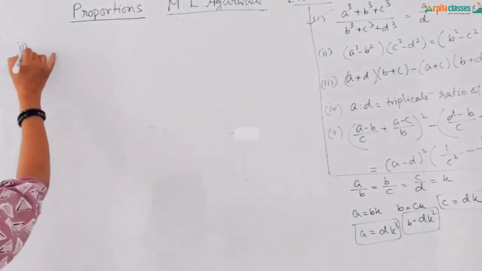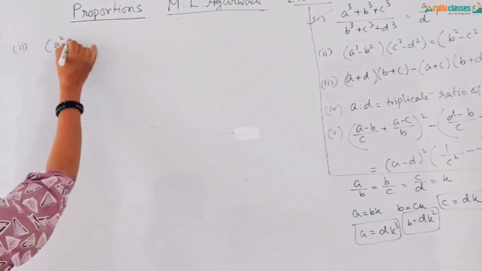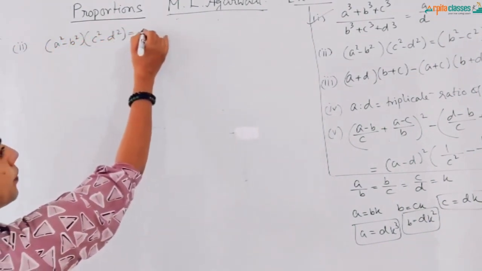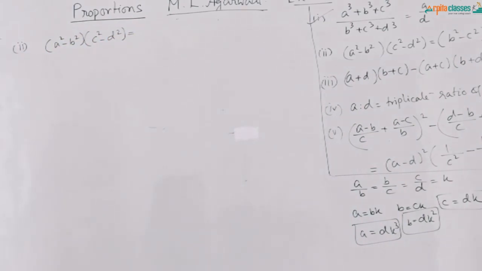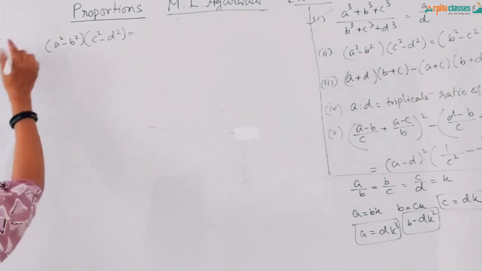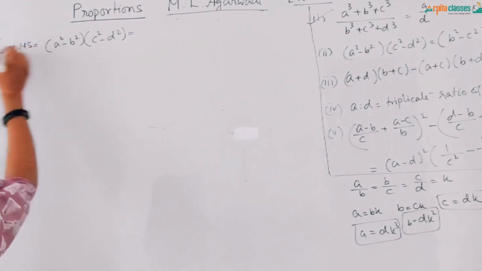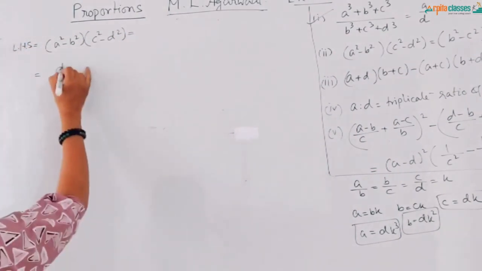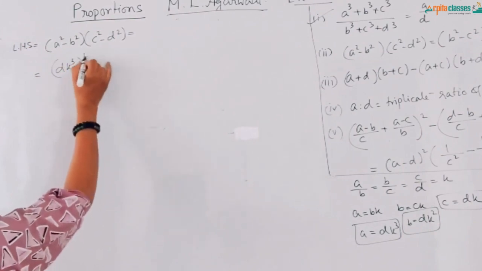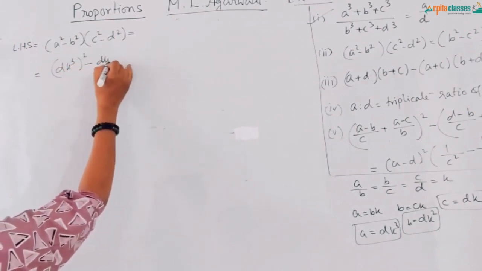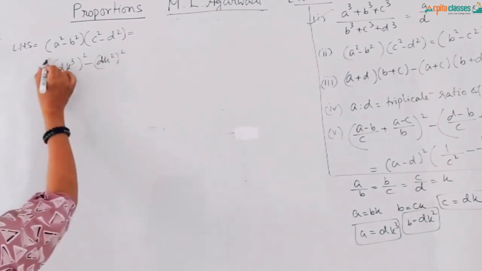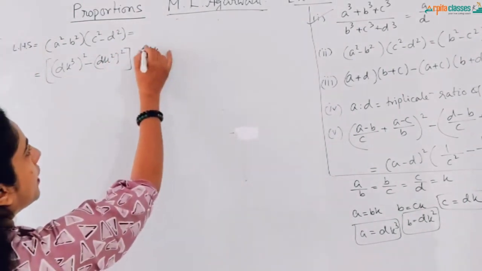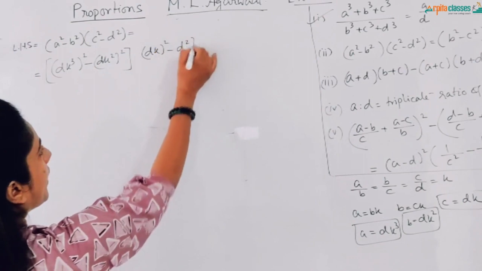The second sub question is (a² − b²)(c² − d²) = (b² − c²)². So this is our left hand side. Here a² is (dk³)² minus (dk²)². This is your a² − b², and into c², which is (dk)², minus d².